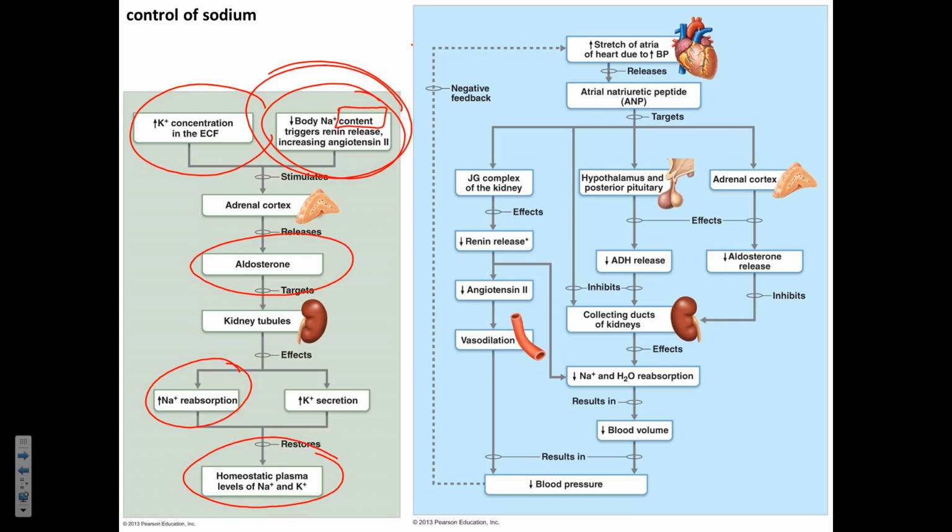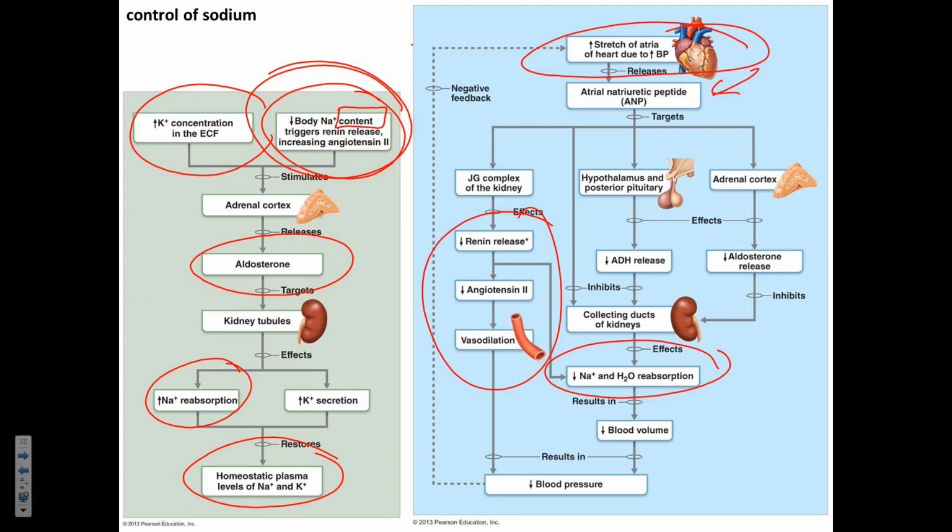Now, what if blood pressure increases? One of the mechanisms of regulating blood pressure is through the release of atrial natriuretic peptide. Remember we talked about it? ANP has several effects. One is decreased renin release. When renin goes down, aldosterone goes down. When aldosterone goes down, sodium reabsorption goes down.